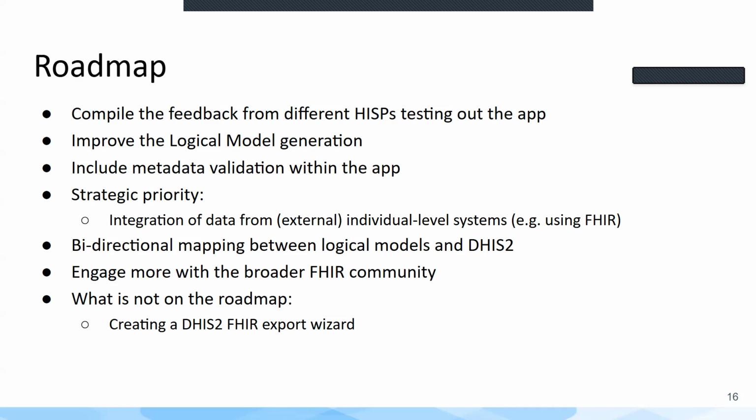And just to make it clear, what is not on the roadmap is to create a separate DHIS2 FHIR expert wizard. So the plan is to focus on creating good logical models that we can map to and from DHIS2. And then you can use those logical models to then do the next step to map it to the different FHIR resources using some FHIR tooling support or doing it manually.